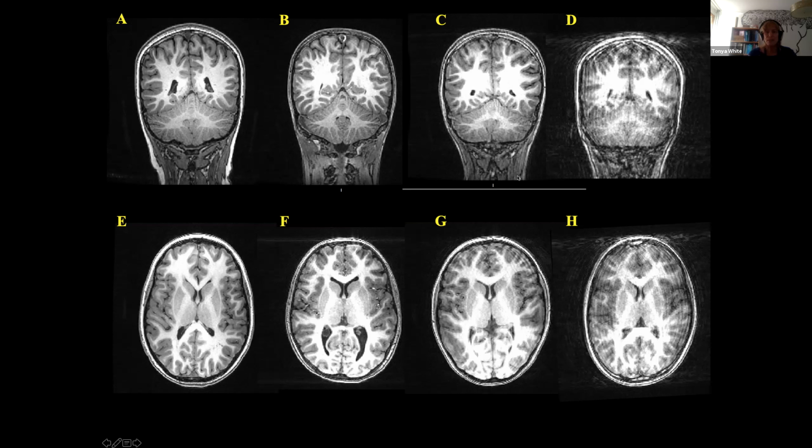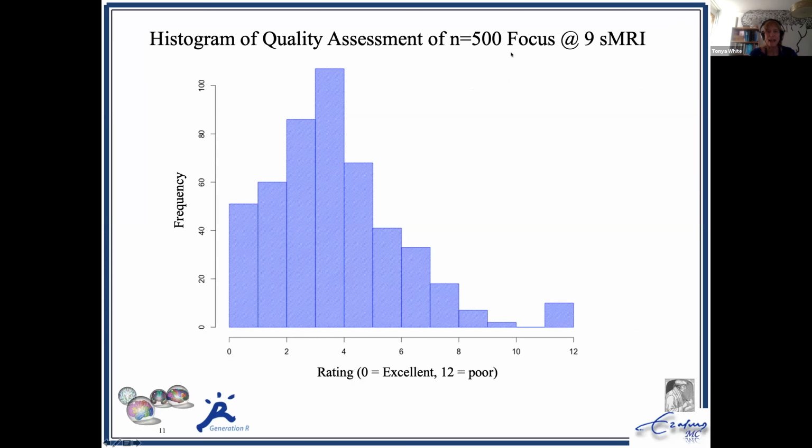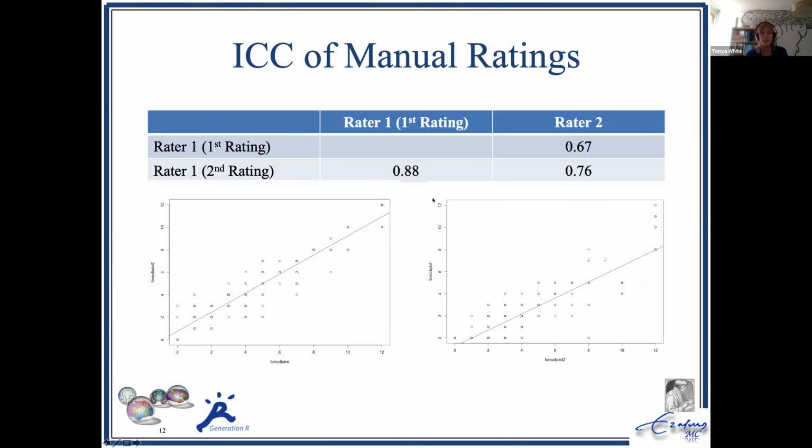So when you look at this within a sample that we tested for inter-rater reliability of this method in 500 scans, you can see that you do get more in the direction of a normal distribution. And in training students, the intra- and inter-rater reliability, with ICC, is about 0.88, and inter-rater reliability is a little less than the intra-rater reliability, but overall, they tend to be quite good.